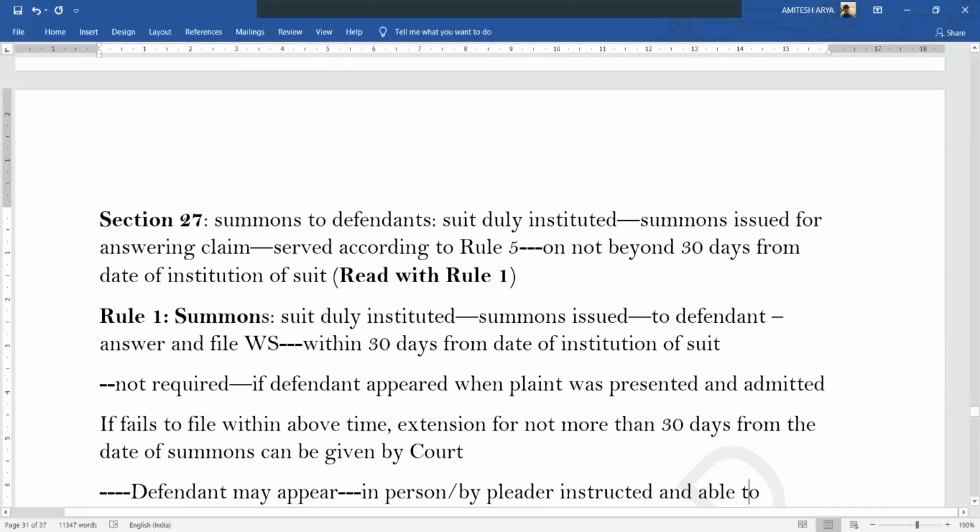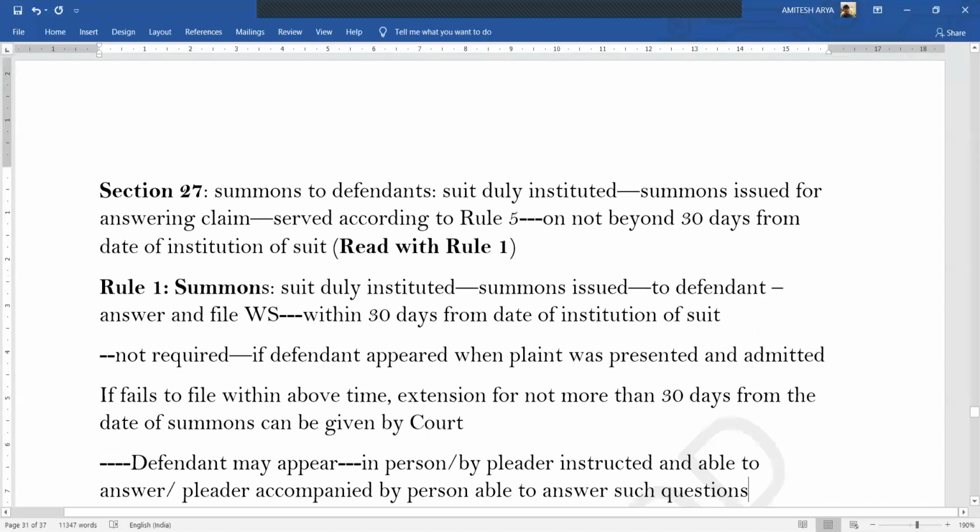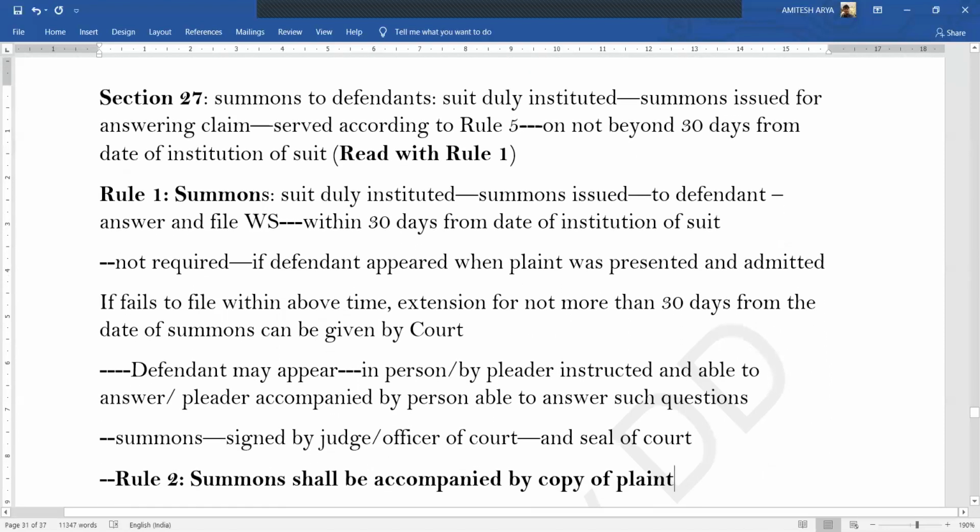Section 27 and Rule 1 are telling you that not beyond 30 days from the date of institution, you have to serve a summons to the defendant, and by that time he has to come and file his reply also. If he is not filing his reply, another 30 days can be given by the court. And how will he appear in the court? He'll appear by person, pleader, etc. And the summons should be signed by a judge or officer of the court and should have the seal.